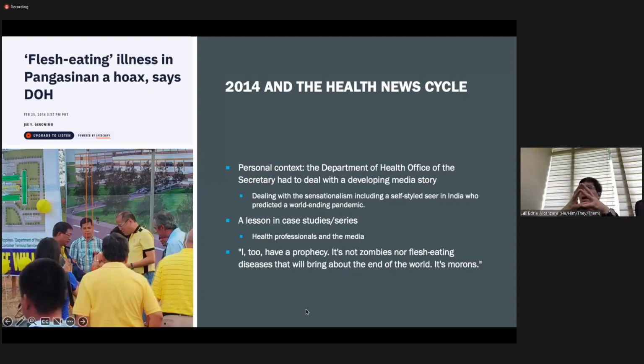And let's take this from my own personal context. Okay. So 10 years ago, fresh out of the Doctors to the Barrios program, I was working as an executive assistant to the health secretary. We had just come from the groundbreaking of the new Eastern Visayas Regional Medical Center in Tacloban, where then President Benigno Simeon Aquino III opted to spend the EDSA Revolution holiday to show his commitment to rehabilitating areas affected by Typhoon Yolanda. So TV Patrol segued into this little interest piece about a so-called flesh-eating illness in Pangasinan.